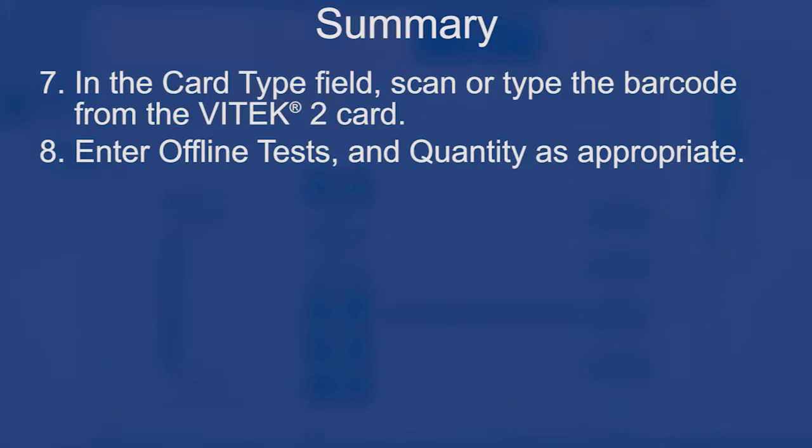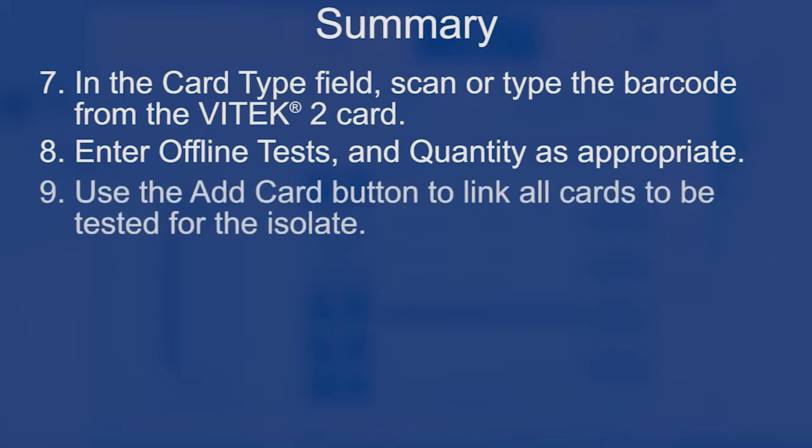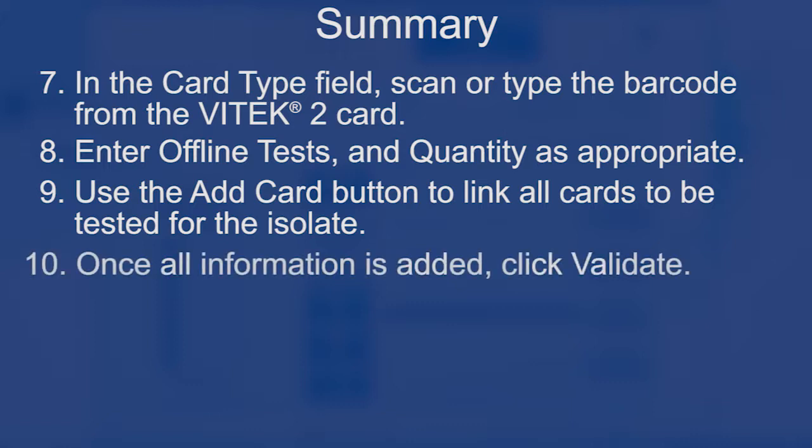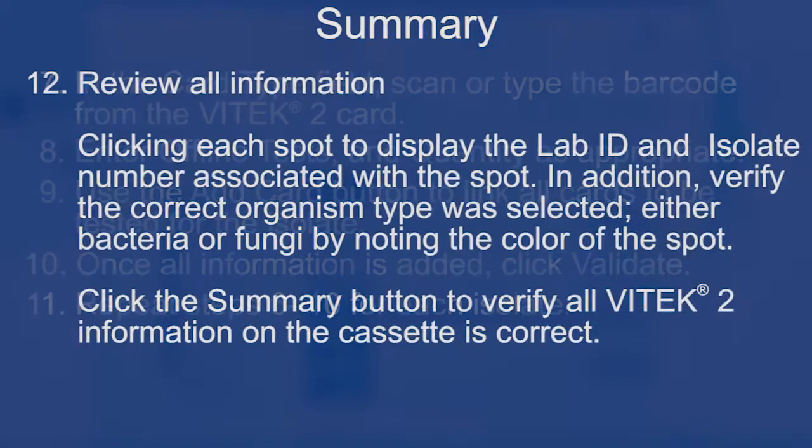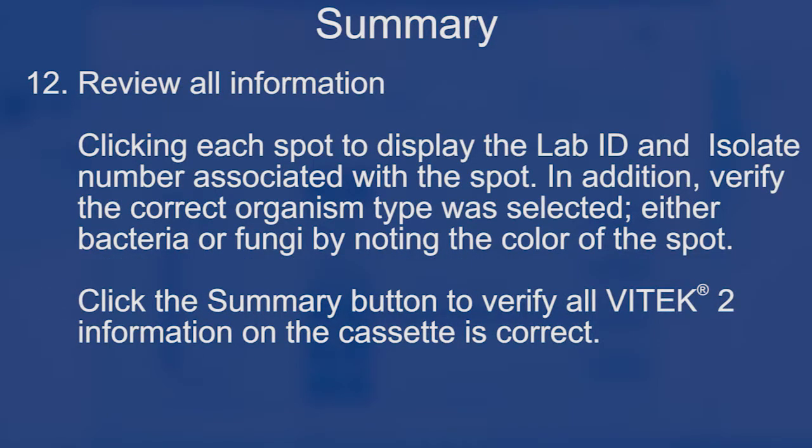Enter offline test and quantity as appropriate. Use the Add Card button to link all cards to be tested for the isolate. Once all information is added, click Validate. Repeat steps 6 through 10 for each isolate. Review all information, clicking each spot to display the lab ID and isolate number associated with the spot. In addition, verify the correct organism type was selected, either bacteria or fungi, by noting the color of the spot.